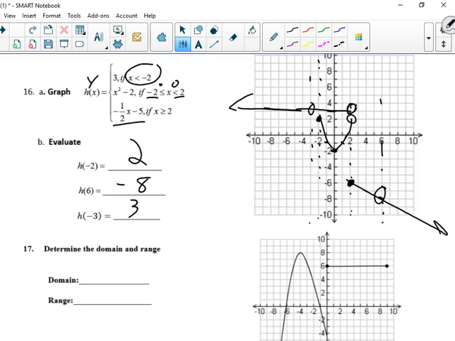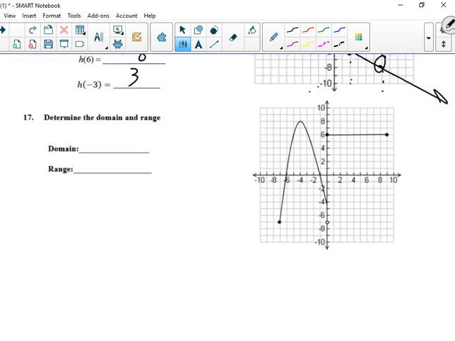Now, some of you like to plug stuff in instead of looking at the graph. Well, you go, which one do I plug into? Well, -2. Well, that can't be this one because this is greater than +2. This one here is less than -2 with an open dot, so it has to be on the parabola. H of 6 is the third one, greater than or equal to 2. So I would plug it in there. -1/2 times 6 minus 5 is -8. And then -3, that's going to be this one, less than -2. So that's how you find out which one's which.